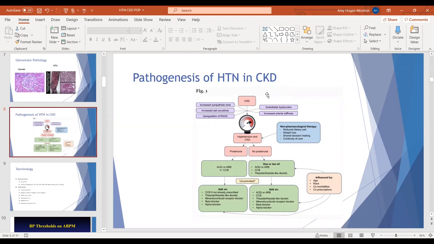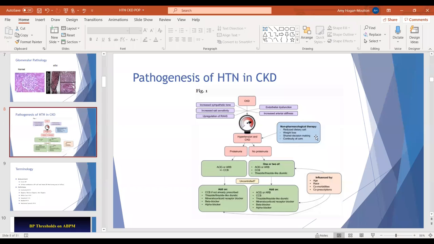But when they talk about pathogenesis of hypertension in the chronic kidney disease population, you get increased sympathetic tone, something cardiology addresses pretty regularly. Increased salt sensitivity, meaning people ask how much sodium you should eat. We're going to address it a little bit, but it's not good to have a high salt diet, and it's very hard to get patients to change. Then there's regulation of the renal angiotensin system, which we'll address a little bit. Endothelial dysfunction is in all of our literature, and the glomeruli are susceptible to that. Increased arterial stiffness happens at the level of the glomeruli in the kidney, just like it does in the major cardiac vessels.